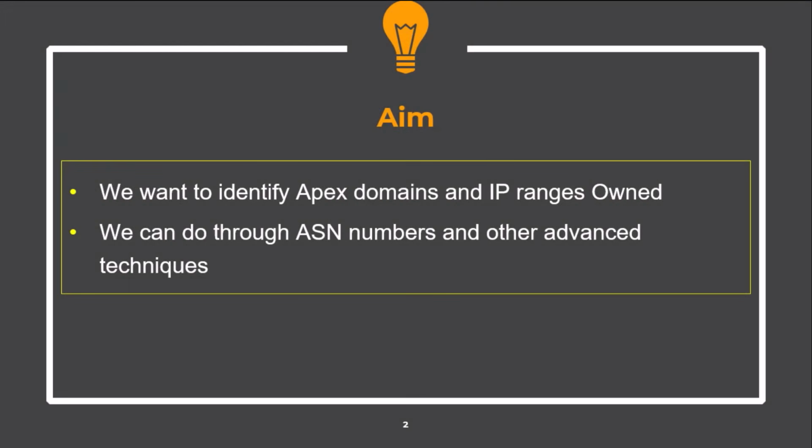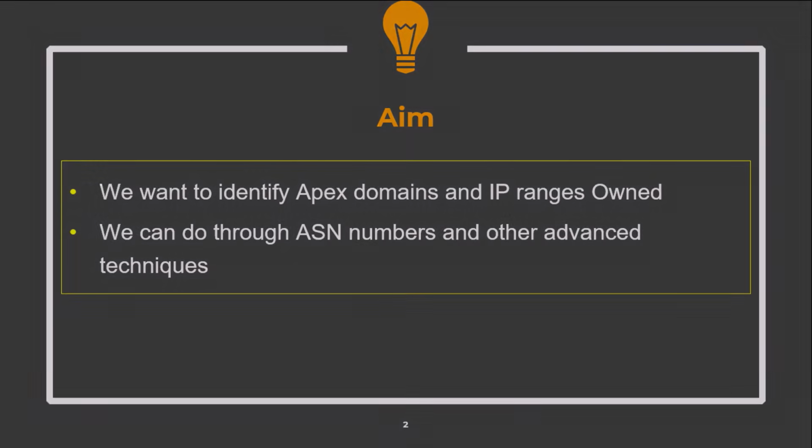So, what's our goal today? Our primary aim is to identify the apex domains and the full IP address ranges that our target organization owns. We'll do this by learning about something called ASN numbers and using a variety of advanced techniques and tools. This method allows us to build a complete map of our target's internet footprint, often revealing assets they've forgotten about.